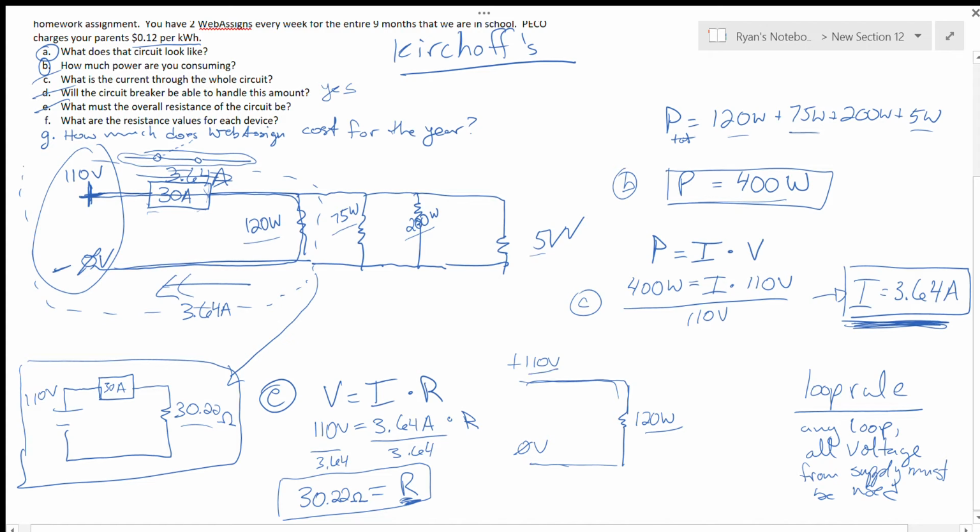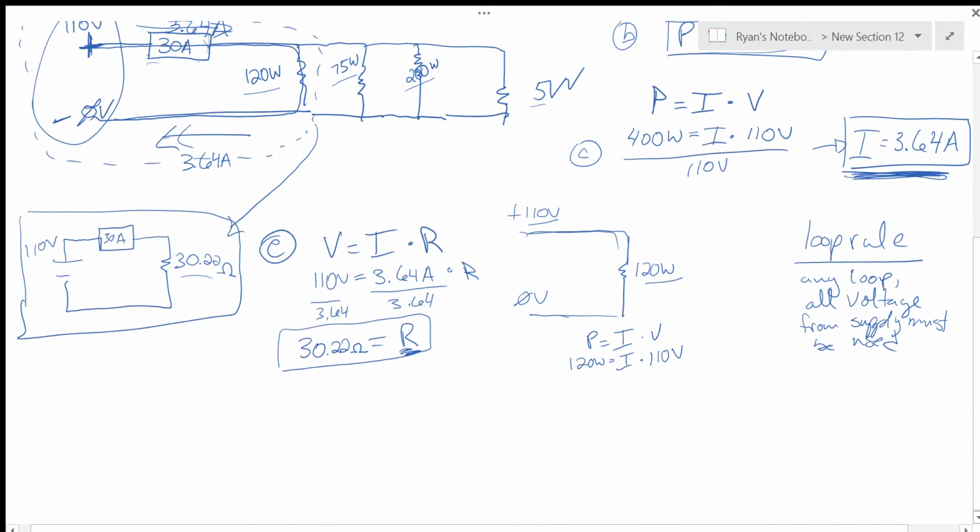Power, voltage, P equals IV. I know that, right? 120 watts equals I times 110 volts. I can divide there and find out, right? 120 over 110. We're going to call this current number 1, I1, which is 1.091 amps. Okay, that's the first loop.